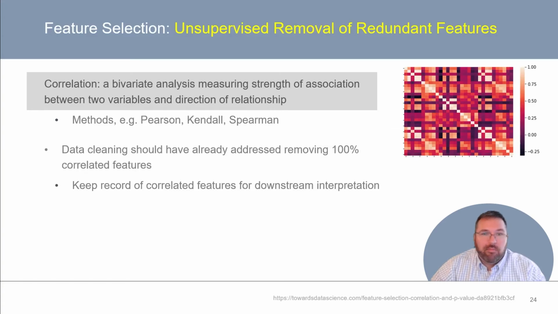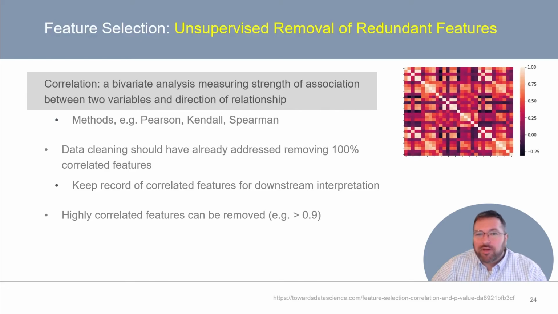Back in data wrangling, data cleaning should have already addressed the removal of all but one feature in a pair or group of 100% correlated features. Keeping a record of these correlations can help to identify the broader set of features that represent candidates for causing the observed outcome, rather than features that are just associated with outcome.